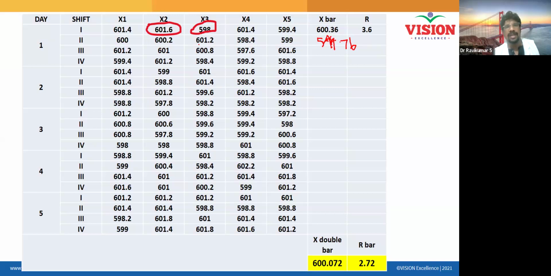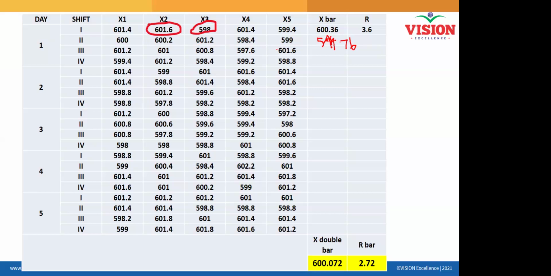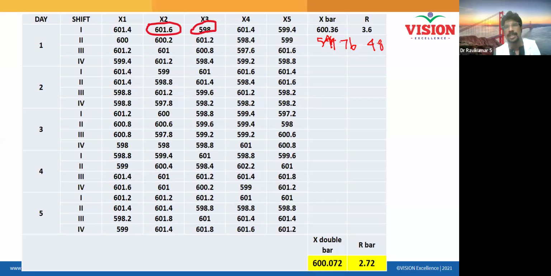What is the highest value here? The highest value is 2.8. 601 to 4.8, right? 2.8. It's 2.8. Okay. So this is how you have to calculate for all the data for X bar and R.